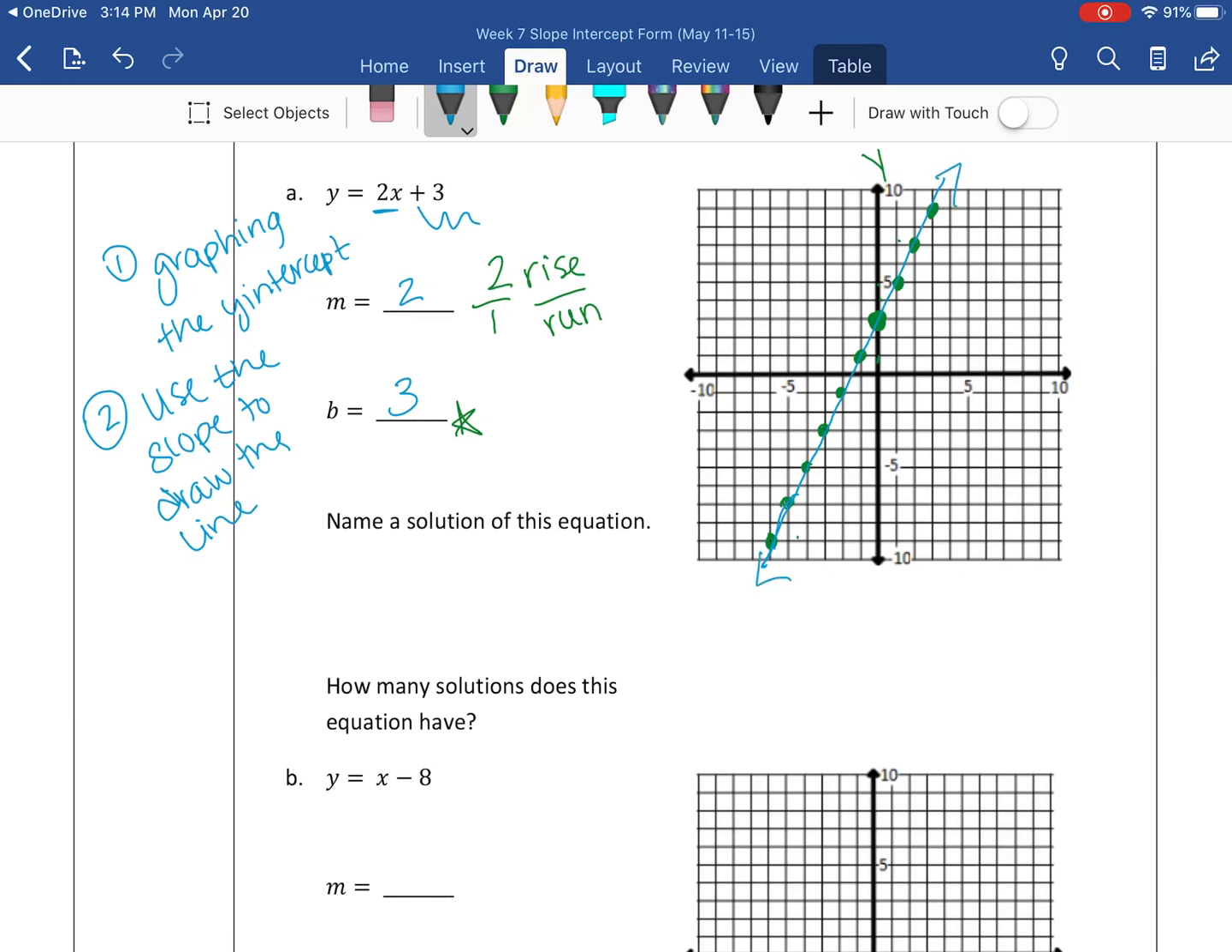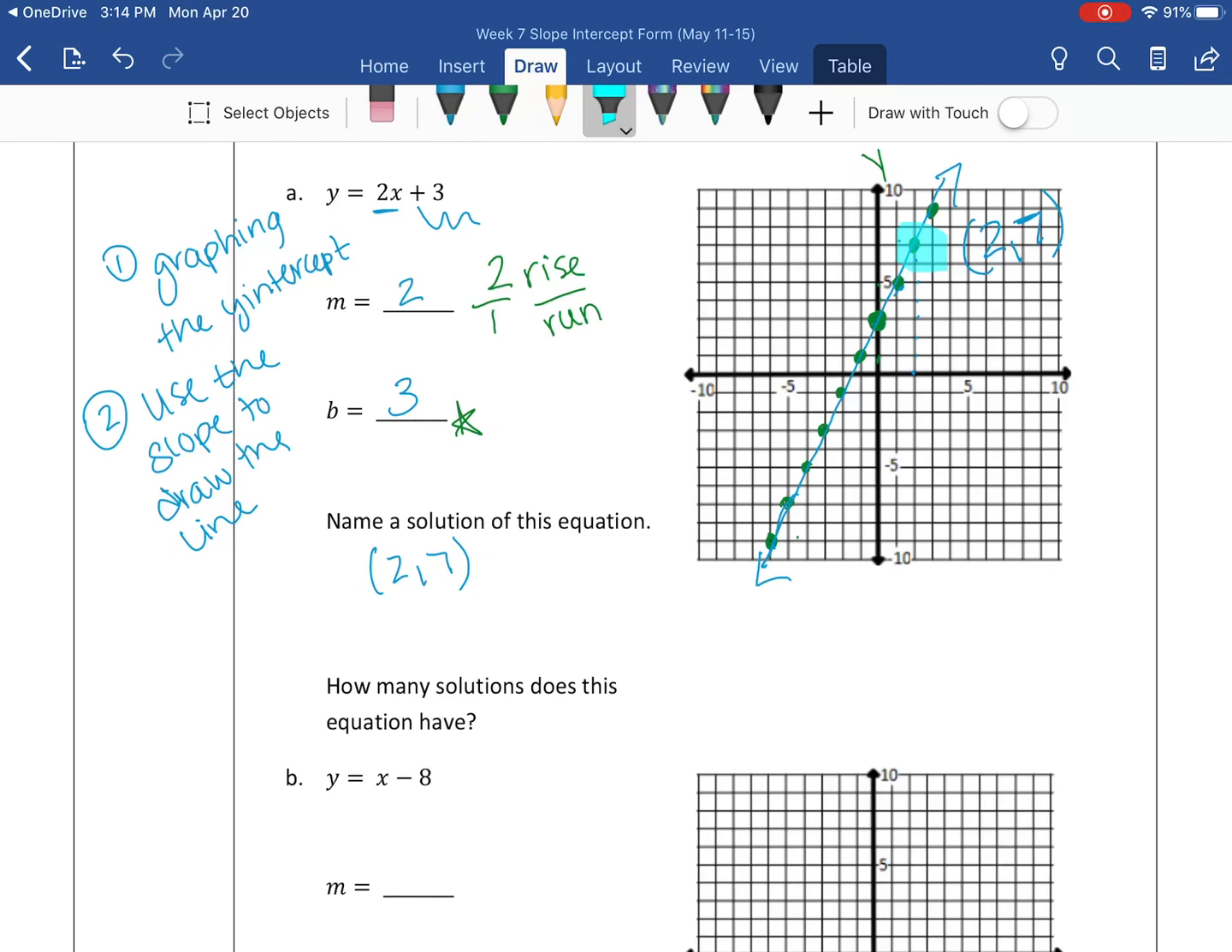We want to name a solution of this equation. Well, a solution is any of these points that we found. Any of those points could be a solution. So I'm going to pick one randomly. I'm going to pick this one right here just because I can. That is the point where we go over 2 and up 1, 2, 3, 4, 5, 6, 7. So that is the point (2, 7), which means (2, 7) is a solution of this equation.